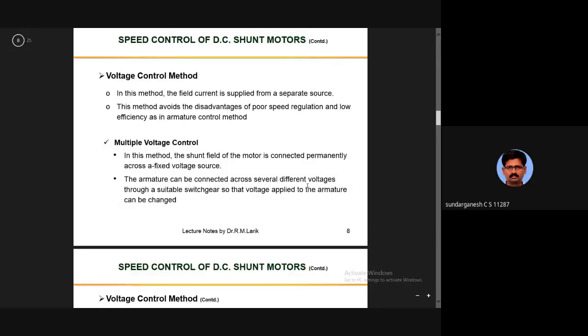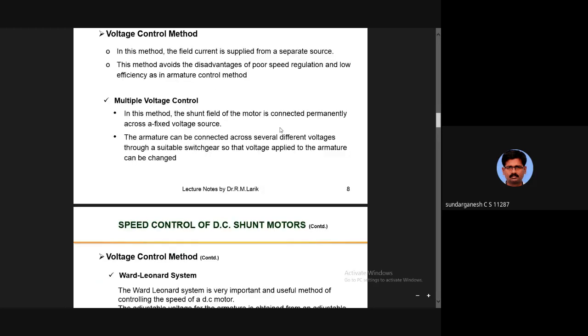Another method is the voltage control method. In this method, we are only changing the input voltage. By changing the input voltage, you can control the speed. In this method, field current is supplied from a separate source. The method avoids the disadvantages of poor speed regulation and low efficiency. Since the field current is independent of load, there is no poor speed regulation, and low efficiency does not occur in the voltage control method.